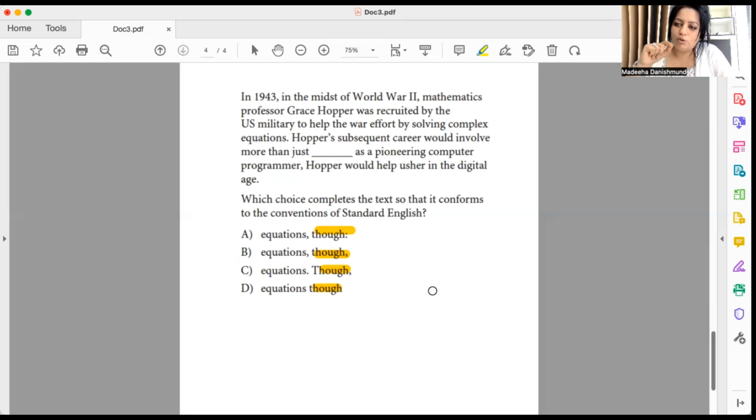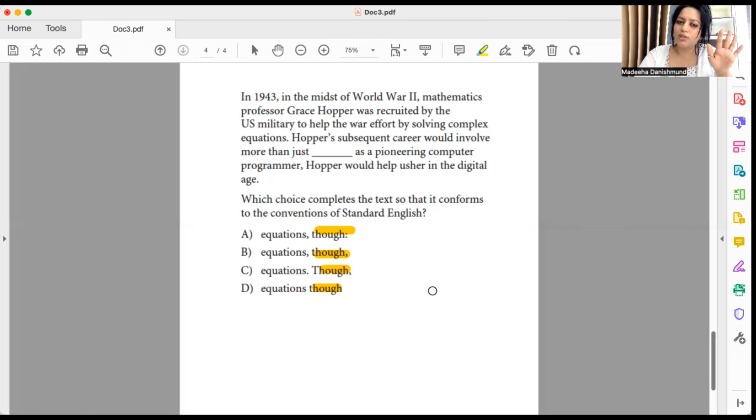In this context, if it's a colon, where do we use a colon? It's a misfit. I'm going to address that first. We use a colon either for an explanation, a definition, or a list. Are any one of those things happening over here? Let's see. In 1943, in the midst of World War II, mathematics professor Grace Hopper was recruited by the US military to help the war effort by solving complex equations. Hopper's subsequent career would involve more than just equations, though. As a pioneering computer programmer, Hopper would help usher in the digital age.